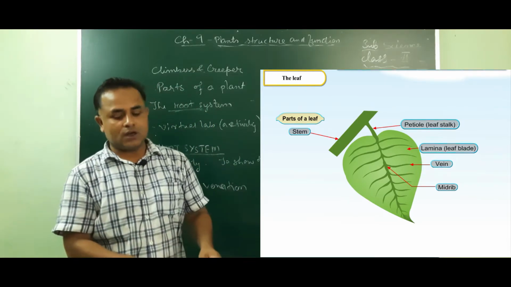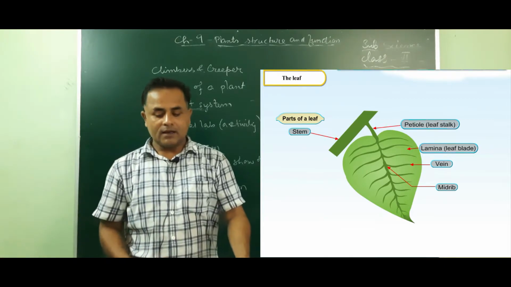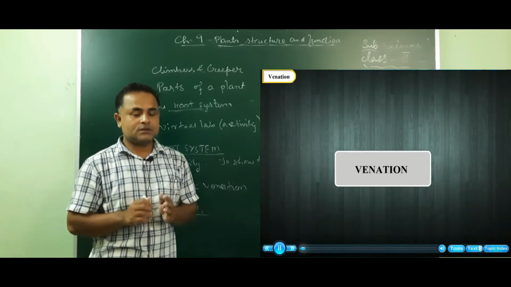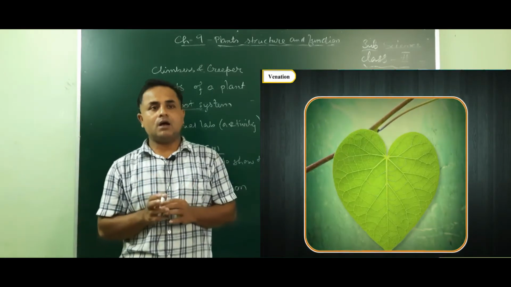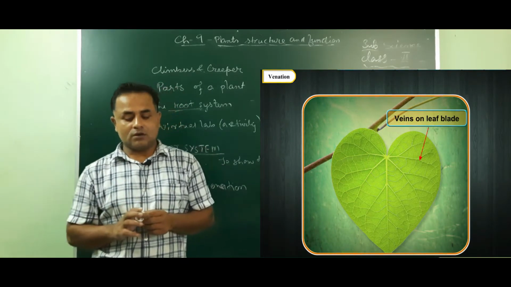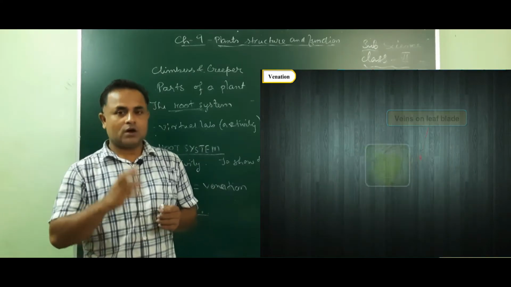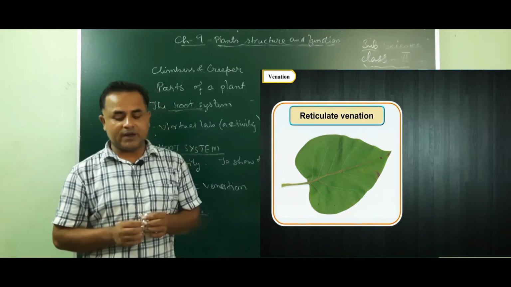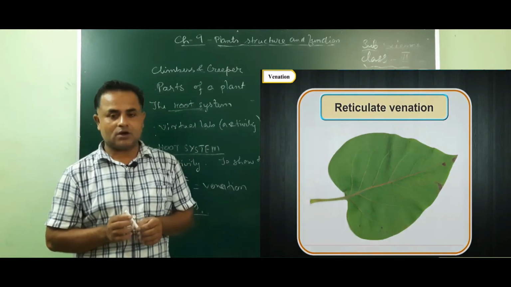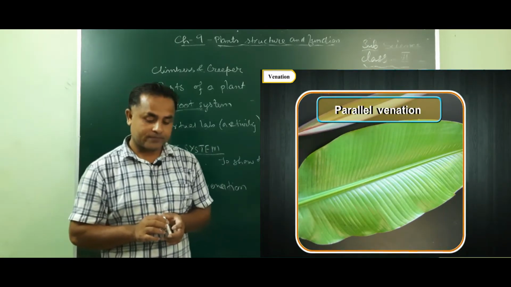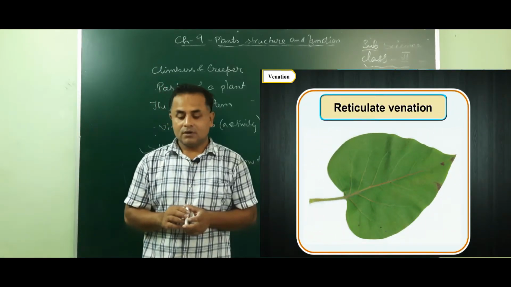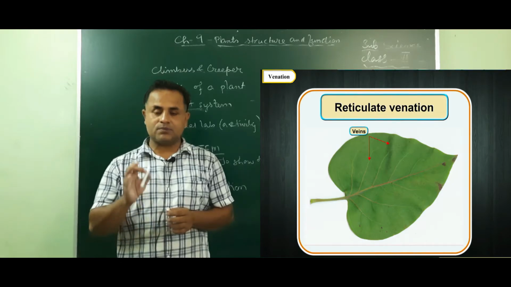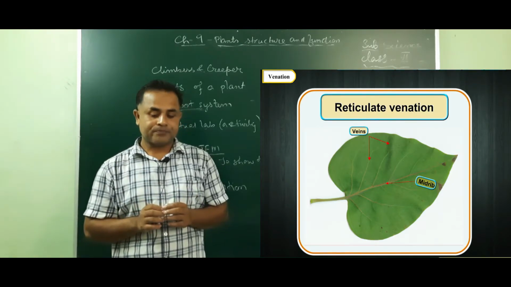Again, structure of the leaves. The leaves are structured in such a way with a main feature called venation, the main arrangement of the veins in the leaf. The arrangement of the veins in the leaf is known as venation of the leaves. There are two types of venations. One is reticulate venation and one is parallel venation.